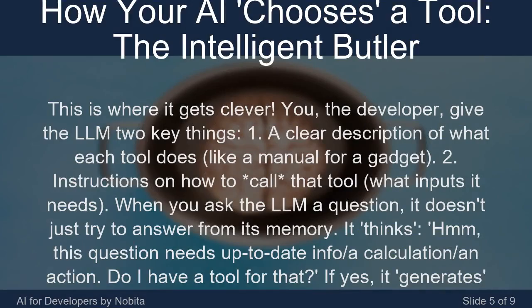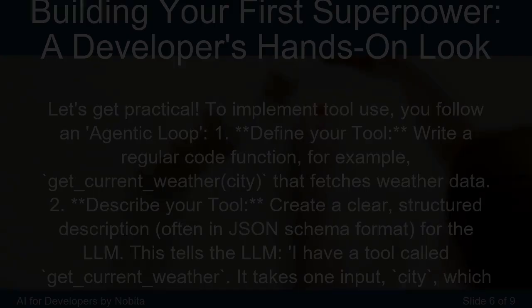This is where it gets clever. You, the developer, give the LLM two key things. 1. A clear description of what each tool does, like a manual for a gadget. 2. Instructions on how to call that tool, what inputs it needs. When you ask the LLM a question, it doesn't just try to answer from its memory. It thinks, this question needs up-to-date info, a calculation, an action. Do I have a tool for that? If yes, it generates a call to that tool, just like telling a butler, fetch me the current stock price of company X.